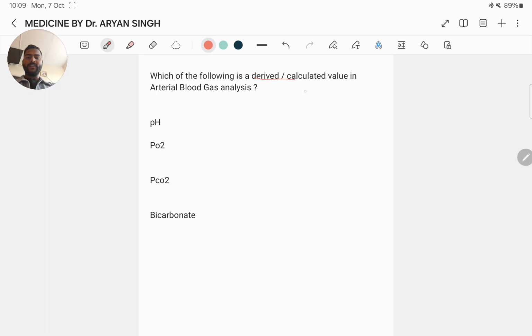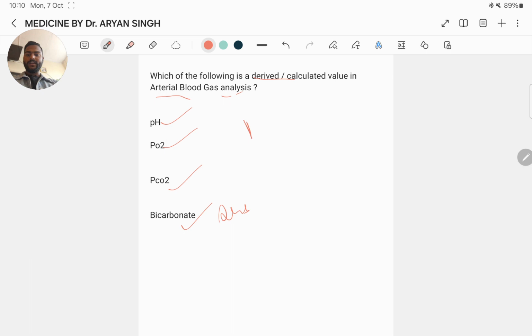Which of the following is a derived and calculated value in arterial blood gas analysis? pH, PCO2, and bicarbonate. Here the bicarbonate is the answer, because the bicarbonate concentration is calculated or derived from PaCO2 and pH using the Henderson-Hasselbalch equation.